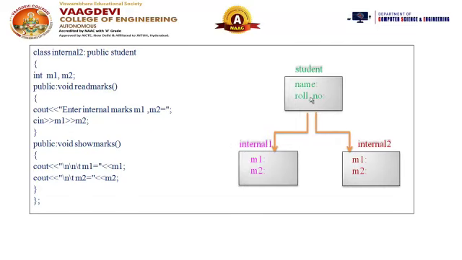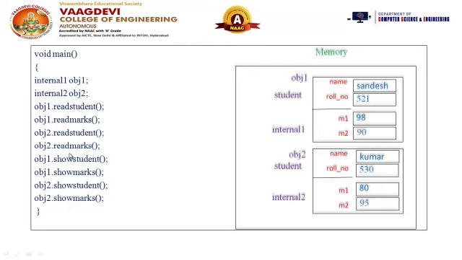This statement prints the values of name and roll number of the obj1 object. It prints the values of M1 and M2 of the obj1 object. This statement prints name and roll number of the obj2 object. And it prints the values of M1 and M2 of the obj2 object. Here we can clearly understand how the derived class object is accessing the base class function.